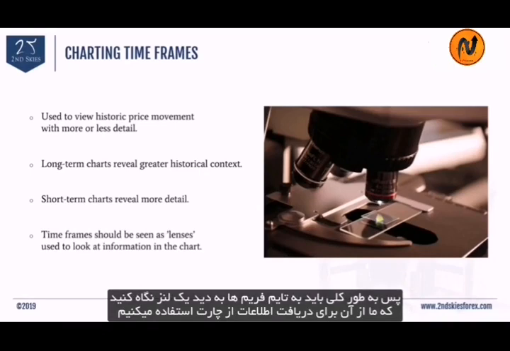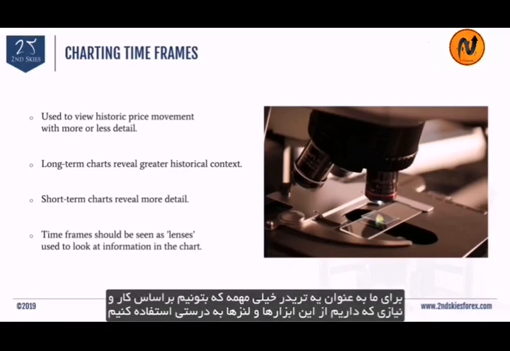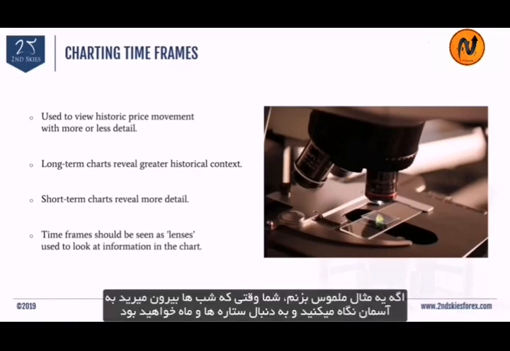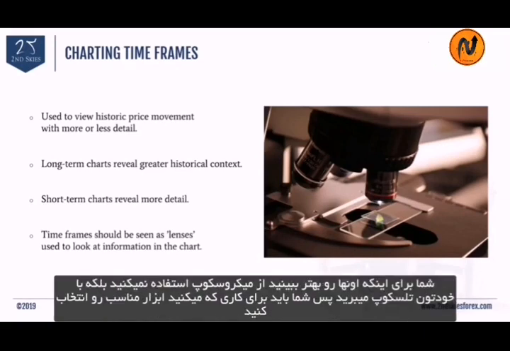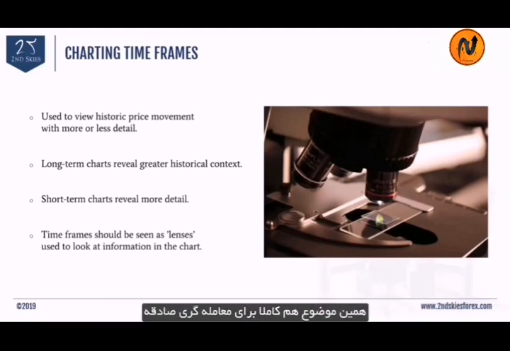So time frames should be seen as lenses to use to look at information in the chart differently. And for us as traders, it's really important that we utilize these tools and lenses appropriately depending on our needs and the job that we need to do and that we want to do. So to take a real life example, if you go out in the night and want to look at the night sky and the moon, you wouldn't bring a microscope with you. Instead, you will take a telescope. So you have to use the right tool for the job. And it's exactly the same way with trading timeframes.